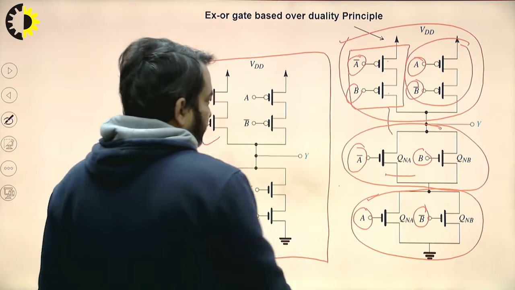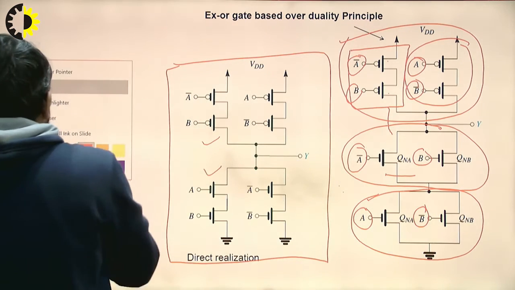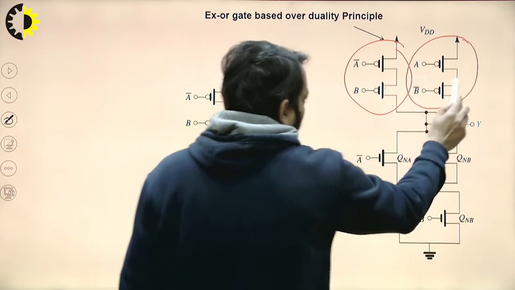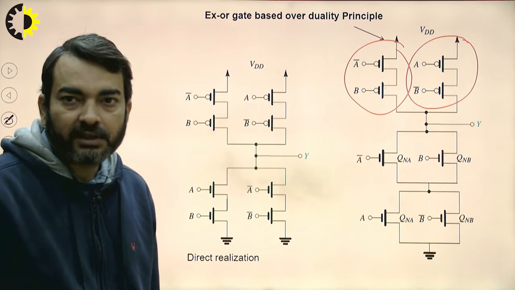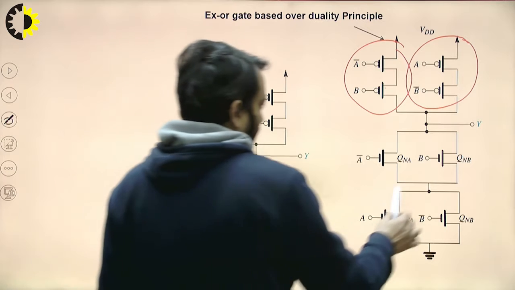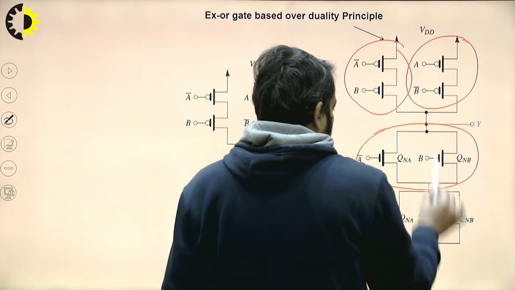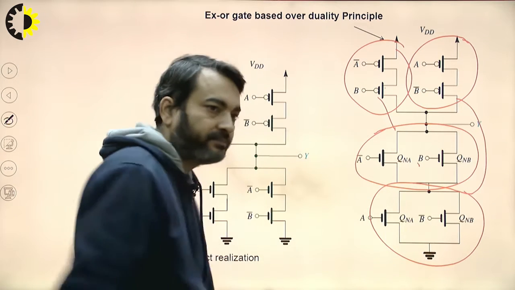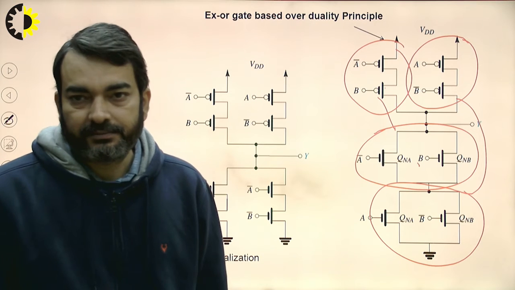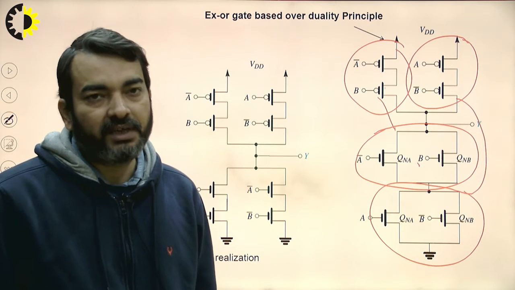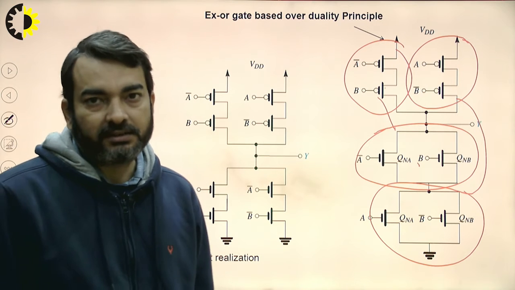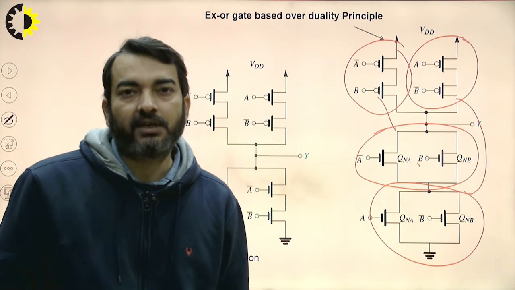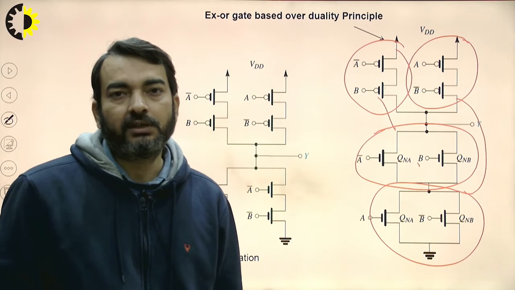And now if we see, this network and this network are in parallel, so they will be replaced by a series combination in the second network. So this network, which is the dual of this, and this network, which is the dual of this, are now placed in series. This way we can realize the CMOS implementation of any circuit. By realizing one of the networks, let's say the pull-up network, we can apply duality to get the pull-down network.